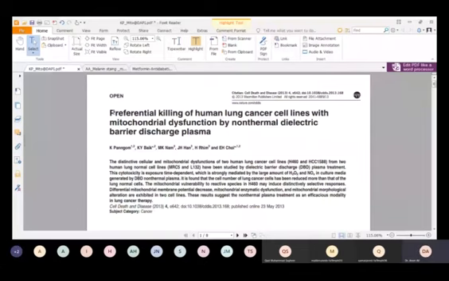So if we just quickly review their work, what they did is they used lung cancer cell lines and healthy lung fibroblast or other healthy lung cell lines, and they treated healthy and cancer cell lines with non-thermal plasma, and they checked the killing effect of plasma. Either it is more efficient in killing cancer cells or healthy cells. This was their goal to investigate during this research work.